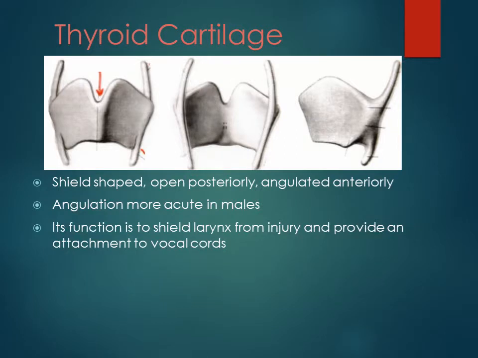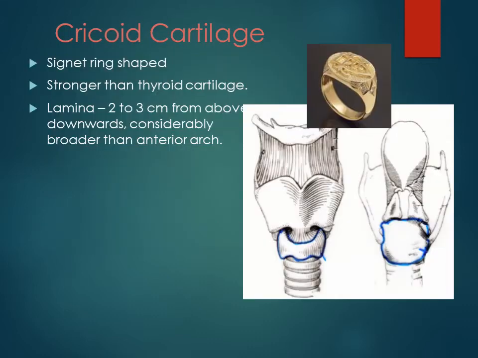The thyroid cartilage is a shield shape. It's open posteriorly with an anterior angulation. It's more acute in males. It's a shield for the larynx and provides attachment to the vocal cord.